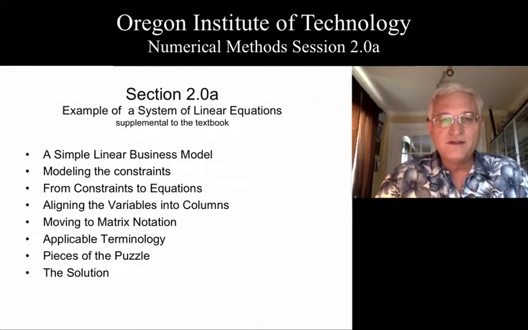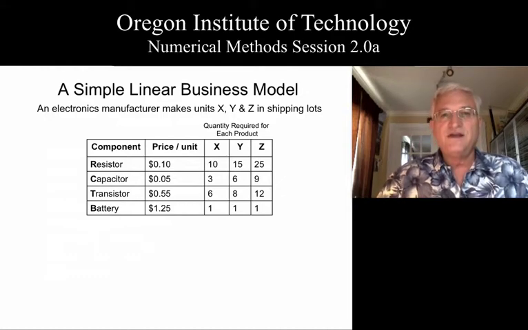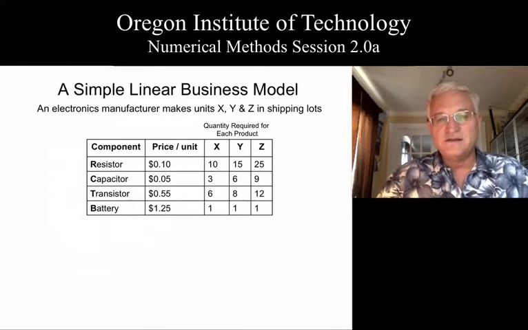But to start with, let's look at a simple linear business model from which we want to look at constraints that are linear and solutions that optimize some business activity. So with that, let's introduce a linear system that describes some electronics business model. In this very simplistic case, we have a company that has 3 products, X, Y, and Z. Each of these products requires the use of resistors, capacitors, transistors, and batteries. Simple, yes, but it'll make the point.